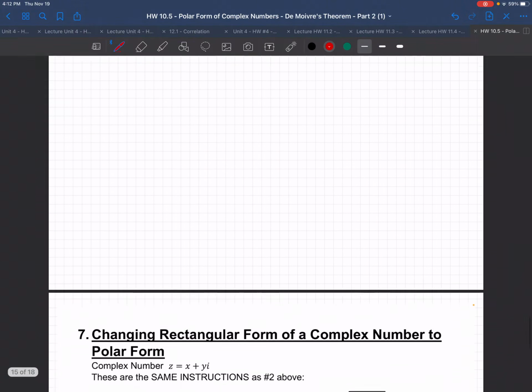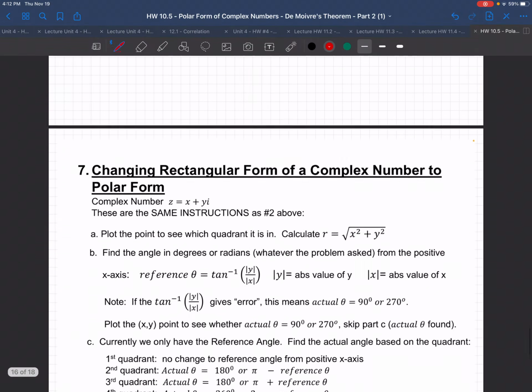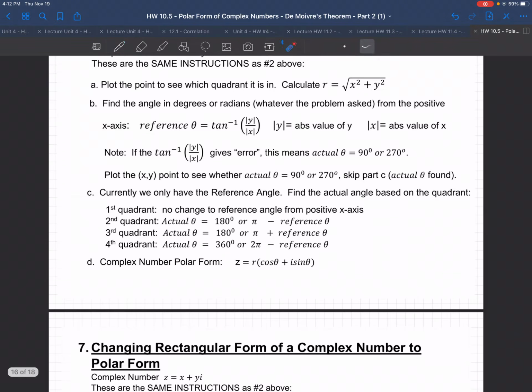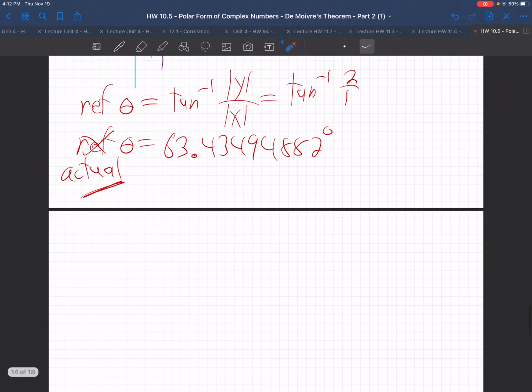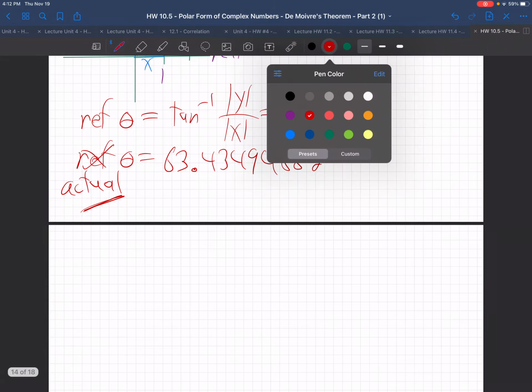So now the last step: the complex number in polar form is that r we found times cosine theta plus i sine theta. So the polar form, let's bring that down here.